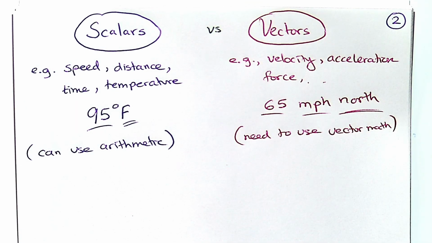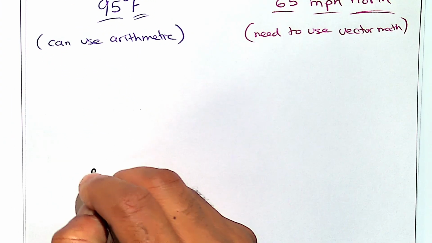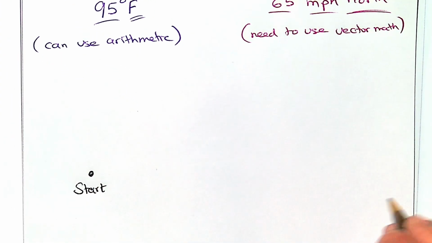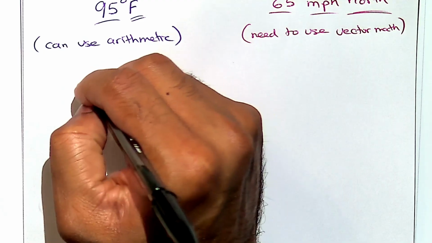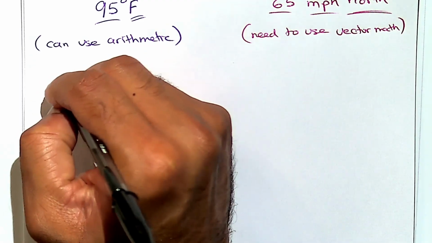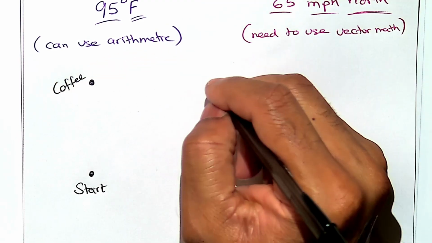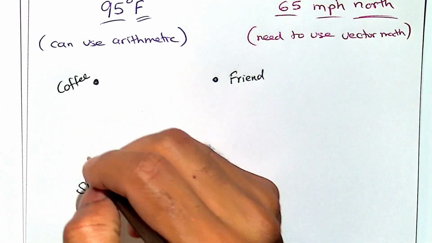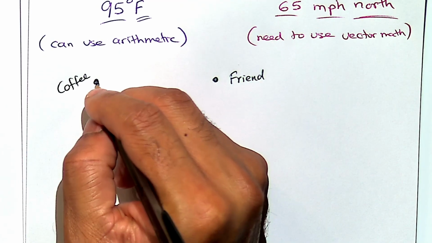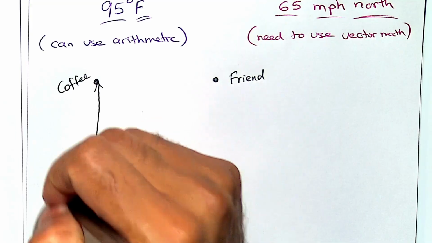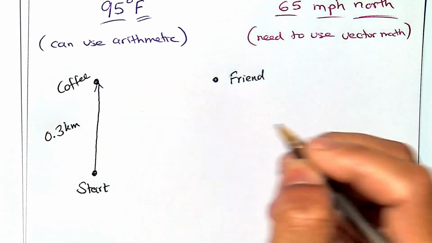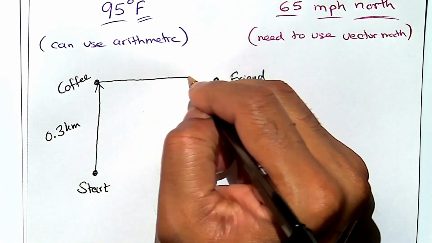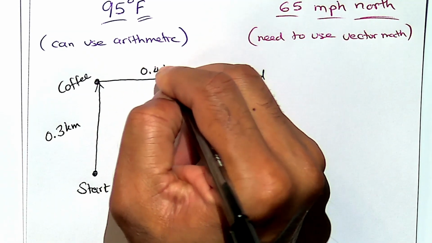They're very useful, and you'll see in a second why that's useful, particularly when we're talking about motion in 2 dimensions. Let's say you start at the place you live, your apartment, your house, and then you want to go get some coffee at your favorite coffee shop. And then after that, maybe you go meet up with a friend. Each leg of this journey, let's say you travel from your place to the coffee place, 0.3 kilometers, and then you traveled to your friend, 0.4 kilometers.